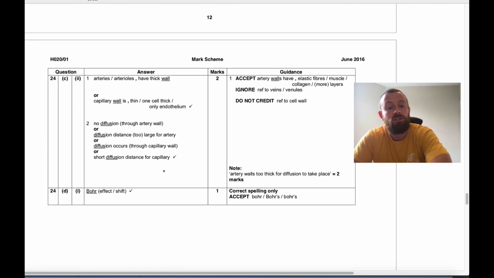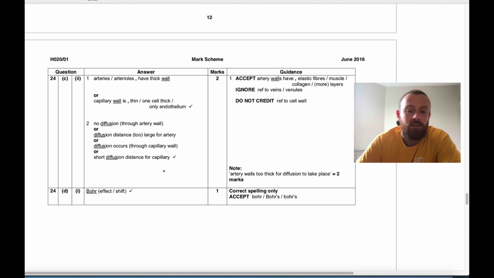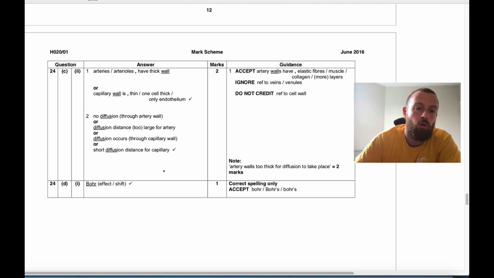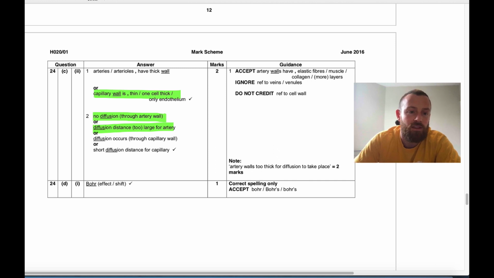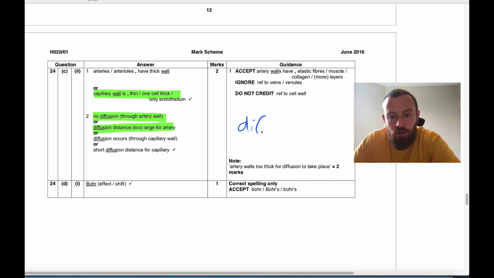Okay, so arteries and arterioles have a thick wall, whereas the capillary wall is only 1 cell thick. It's about diffusion. Of course it is. So I didn't quite get there. I might have got 1 point out of 2. Disappointing. The capillary wall is only 1 cell thick. You can't have diffusion through the artery wall. It's too big, or the diffusion distance is too large. So really the key thing, which I forgot to mention, is diffusion.